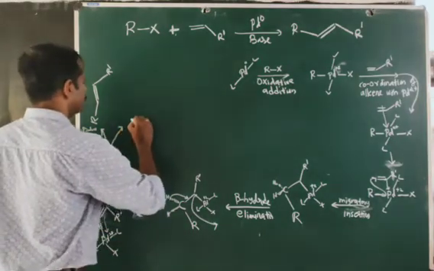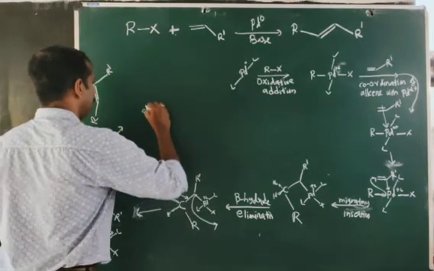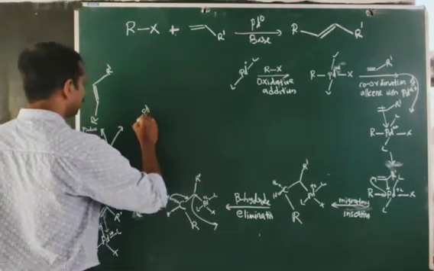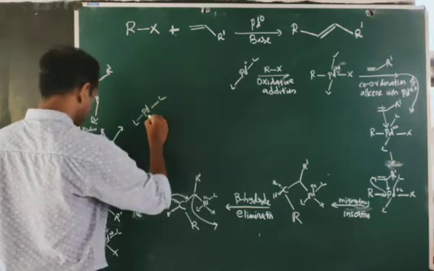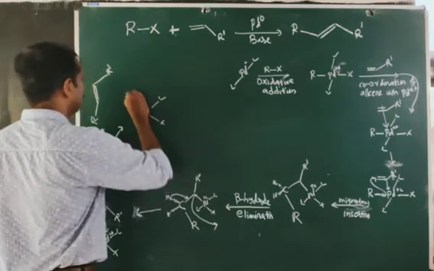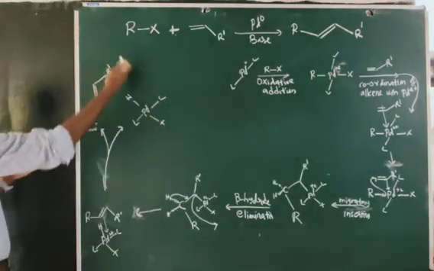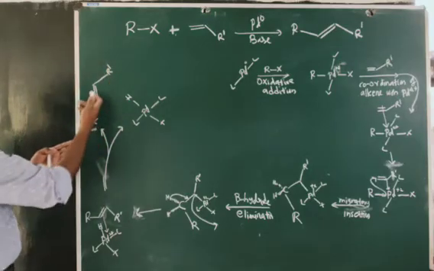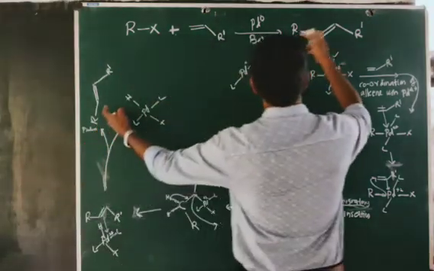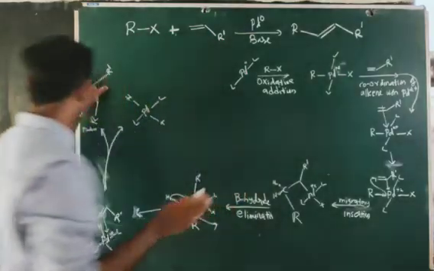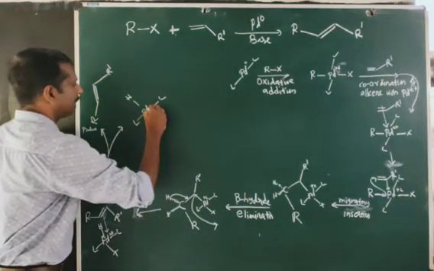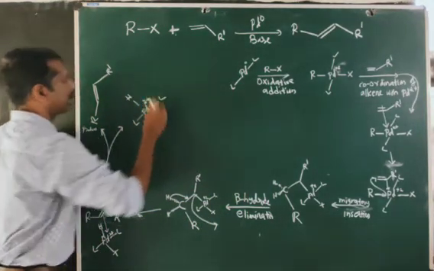You can see here Pd, and here it is L, here is also L, and here it is X, and here it is H. This part is eliminated. The product is the substituted alkene. We get R, C, double bond R dash. We got our product, and again we are getting this one, Pd in the +2 oxidation state.